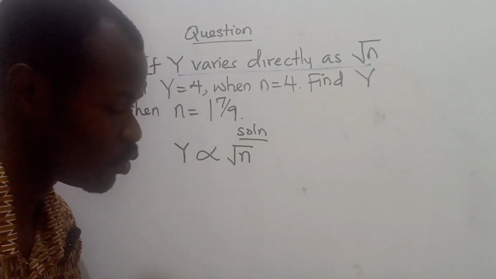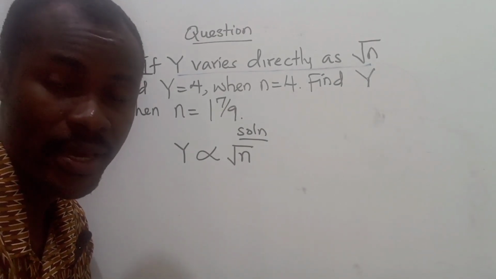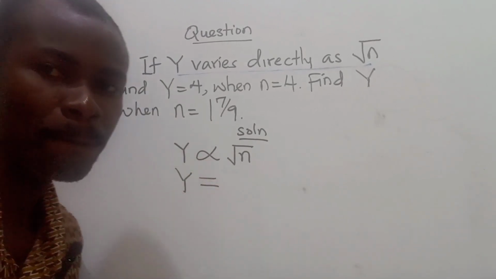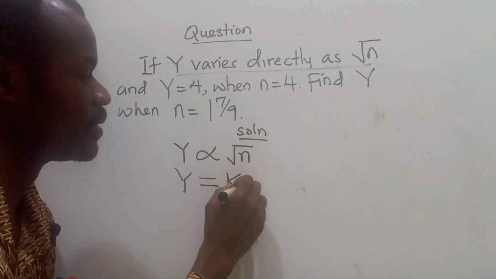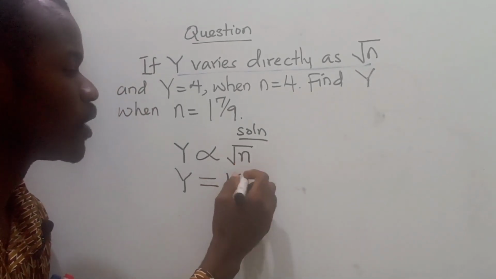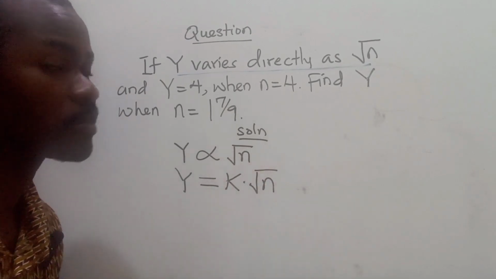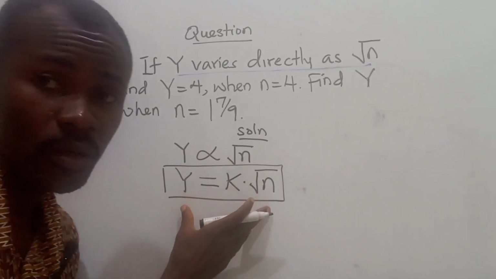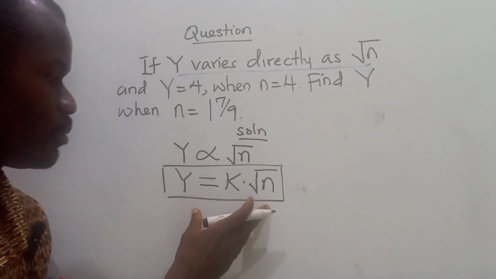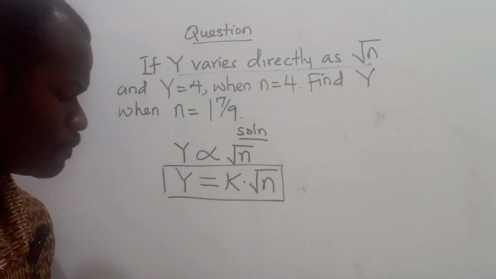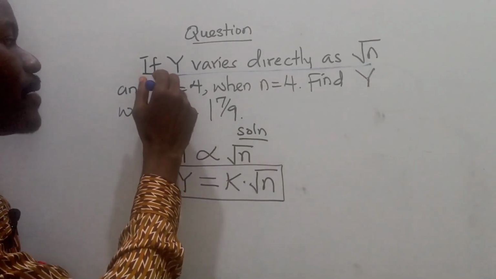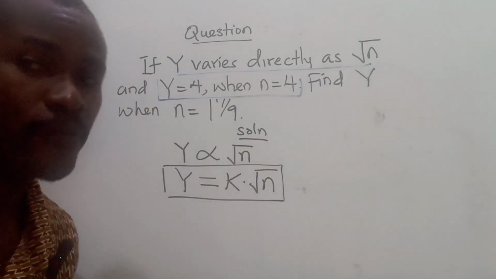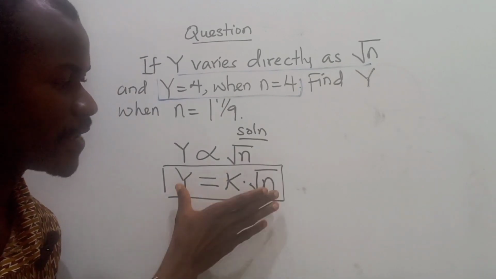Now the next step is we are going to introduce a constant, k. How do we do that? We are going to change this to equal to, and when you do that, you bring in the constant k to multiply whatever we have here, which is the square root of n. Now we've done this. This is very important. This is our law or our relationship between y and n. So the next thing is you want to look at the question and observe this: y is equal to 4 when n is equal to 4. With that, we can find k.